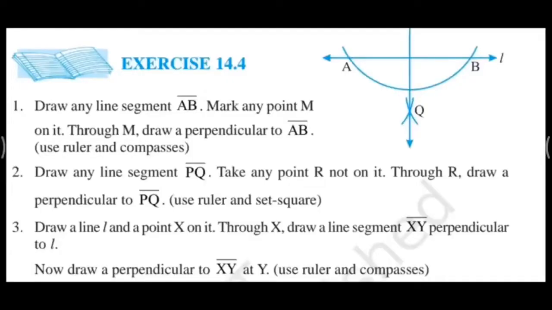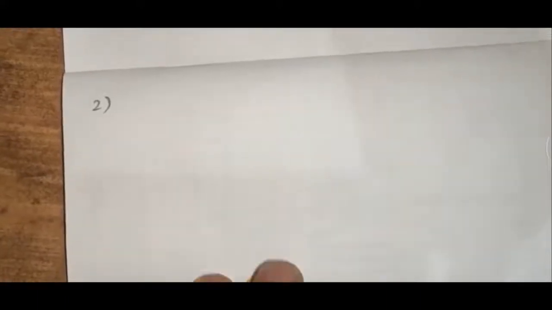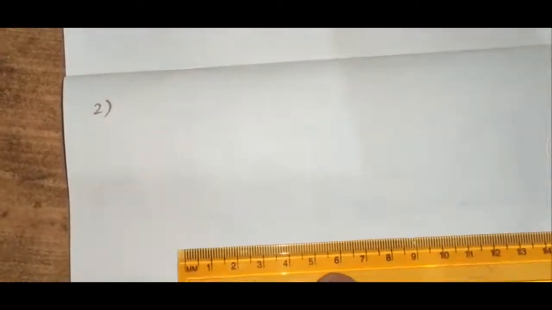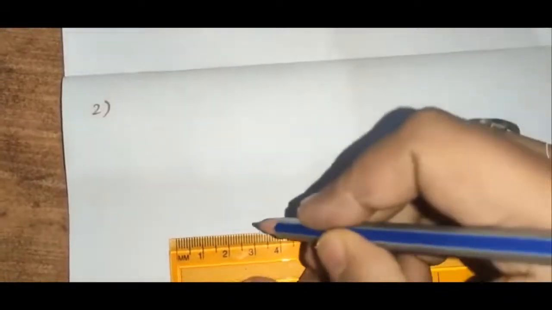This is question number 2. Draw any line segment PQ. Take a point R not on it. Now in question number 1 we have taken point M on the line, but this time R is not on the line. And through R we are required to draw a perpendicular using ruler and set squares. Now here it is given, draw a line segment PQ first. So here we are drawing a line segment PQ.